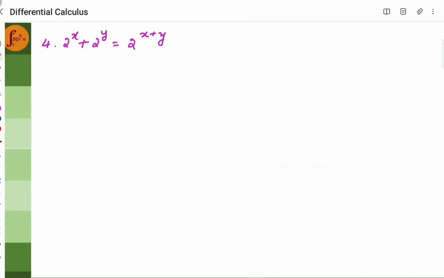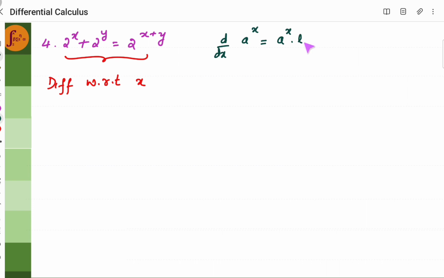Now let's take one more example here. Here again you have powers. So here what we will do, we'll differentiate both the sides with respect to x. What is the differentiation of 2 to the power x? We'll have to remember that formula. d by dx of a to the power x is a to the power x into log of a, right? Instead of a, we have 2. So we'll write it as 2 to the power x into log 2 plus the differentiation of 2 to the power y.